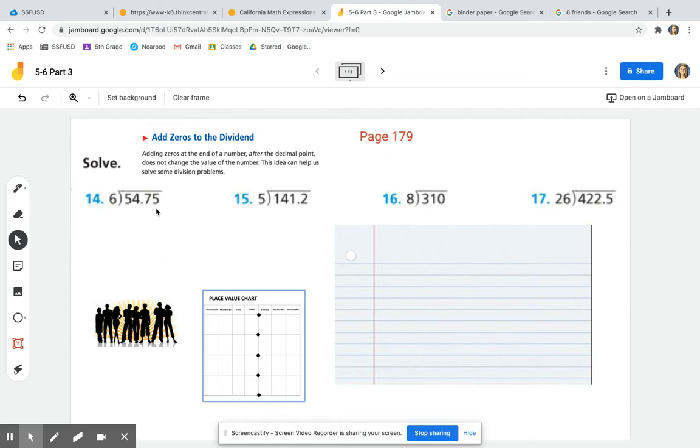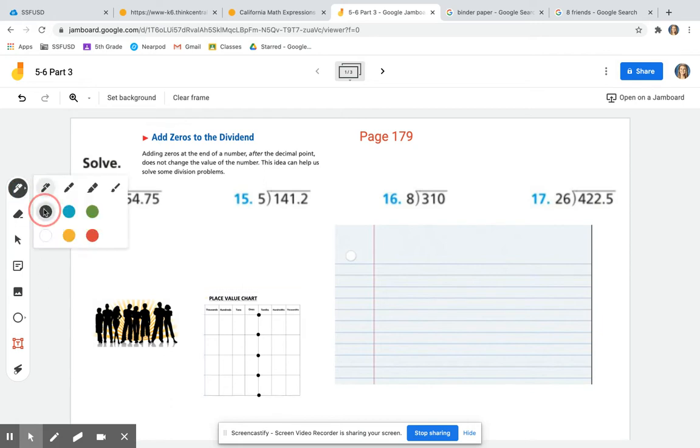This idea can help us solve some division problems. Okay, and then we'll take a look at that rule in just a bit as we solve one of these problems together. And the problem that we're going to do together right now is number 16, or problem 16.